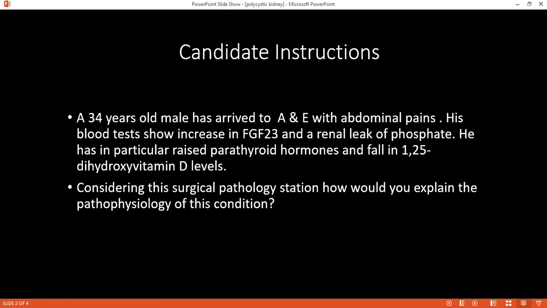Yes. Can you please tell me why this patient experiences pain, abdominal pain?